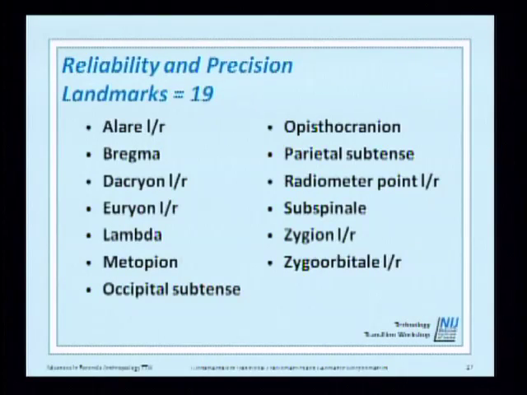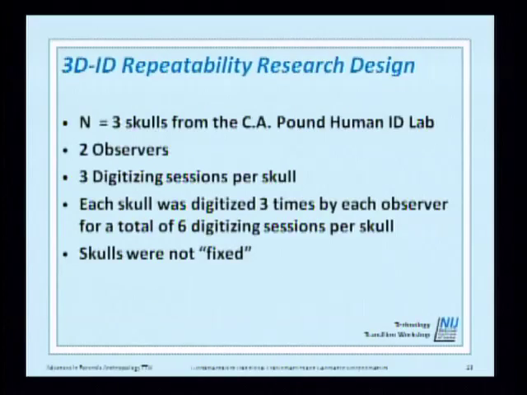Okay, so when we did our reliability study, we wanted to look at type 3 landmarks, type 1, and type 2 landmarks. This is the first test we did. We're saying everybody should do 3D, but what is the error in the precision of using this technology? So this is the 3 skulls from the Pound Lab. We had 2 observers and 3 digitizing sessions per skull. So each individual digitized each skull 3 times.